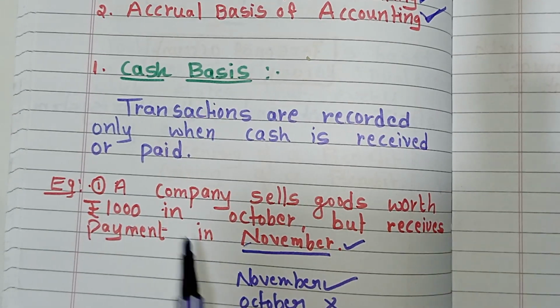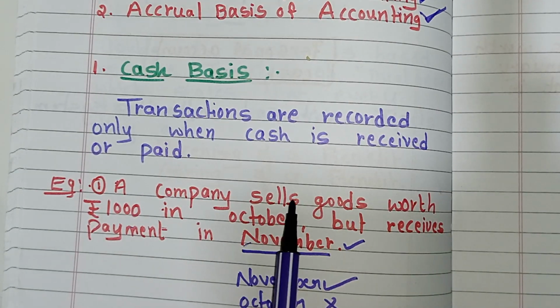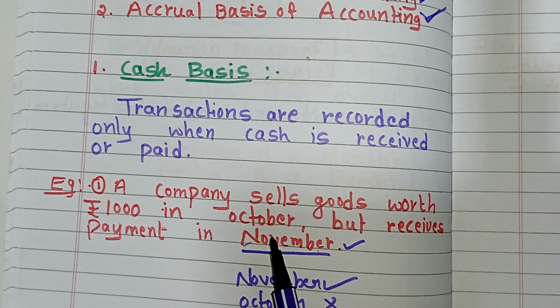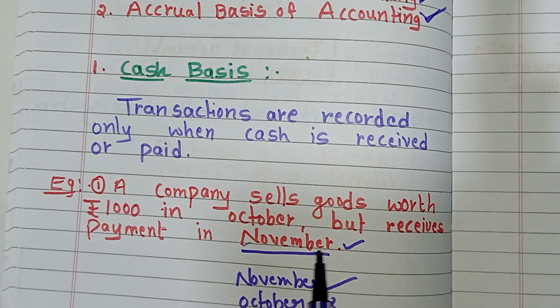For example, a company sells goods worth rupees 1000 in October. The company sold the goods of amount of rupees 1000 in October. But in October, they will not receive the payment for selling the goods. They receive the payment in November. They sold the goods in October but receive the payment in November.